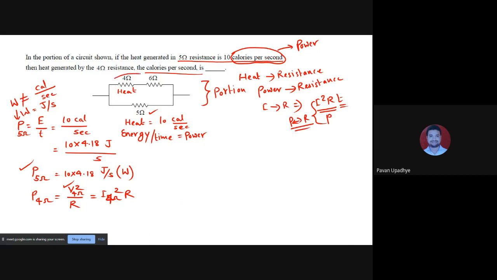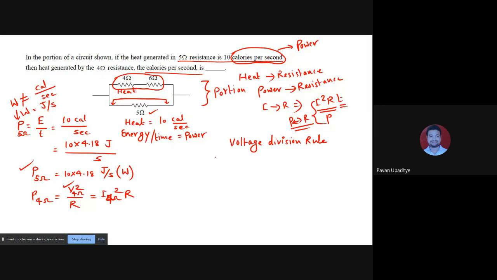Voltage across 4 ohm can be found out by using voltage division rule. Look at this carefully. But for that, we must know what is the voltage appearing across 4 and 6. What is the voltage that is combiningly appearing across the branch of 4 ohm and 6 ohm. If you look at the circuit carefully, the branch of 4 ohm and 6 ohm is in parallel with 5 ohm.